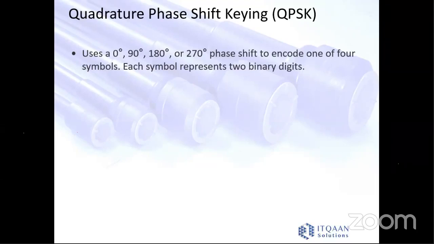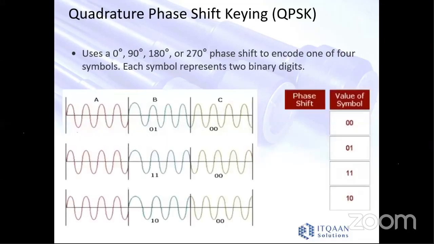So we have this quadrature phase shift keying. This one is quite similar, but it uses 0, 90, 180, 270 phase shifts to encode one of four symbols. Each symbol represents two binary digits. So this is another one. As shown by the graph here, we have the table.